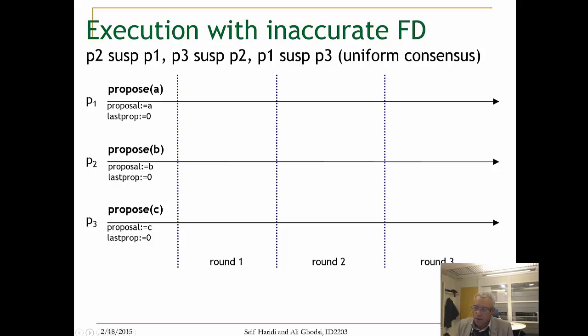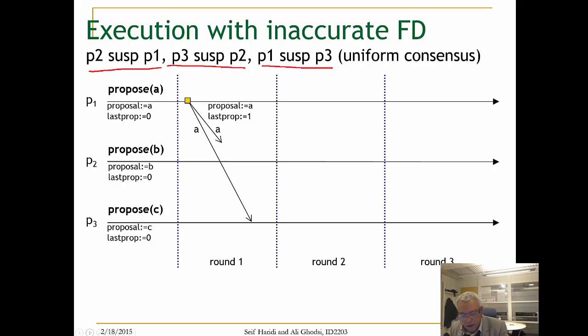So let's look again at the execution of the algorithm where we delay the decide to the end of the algorithm, after we went through all the rounds. In this case, we have interesting assumptions: P2 suspects P1, P3 suspects P2, and P1 suspects P3. But we are doing uniform consensus, so we decide in the end. Still, we have an inaccurate failure detector. Okay, let's see what happens now. P1 proposes. Only P3 is going to accept this, and P2 will move to the next round. That's fine.